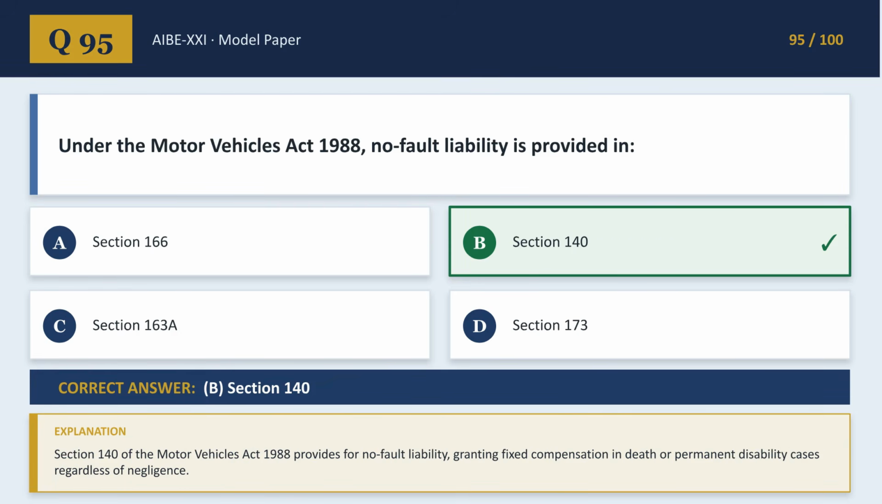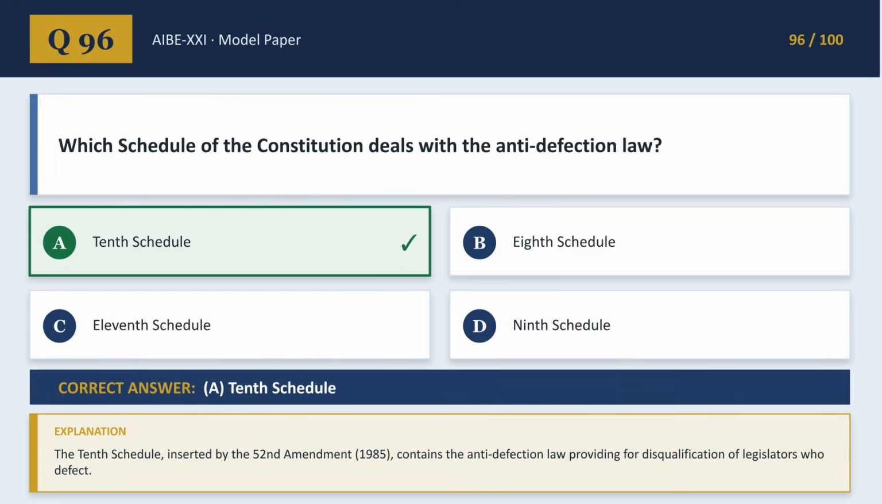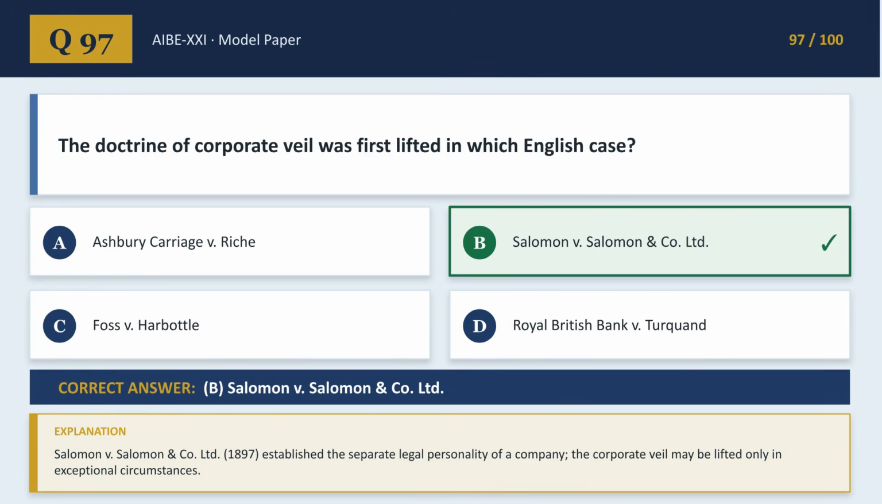No-fault liability under the Motor Vehicles Act 1988 is provided in Section 140. This section grants fixed compensation regardless of negligence in death or permanent disability cases. The 10th Schedule of the Constitution deals with the anti-defection law, introduced by the 52nd Amendment in 1985. The doctrine of corporate veil was first lifted in the English case of Solomon v. Solomon & Co., Limited in 1897, establishing the separate legal personality of a company.